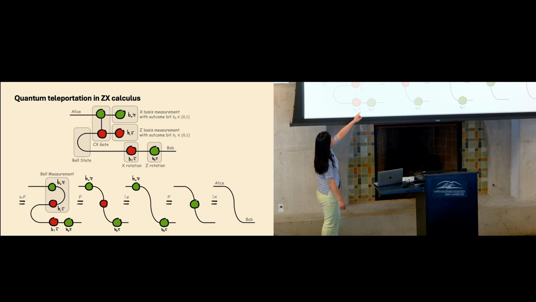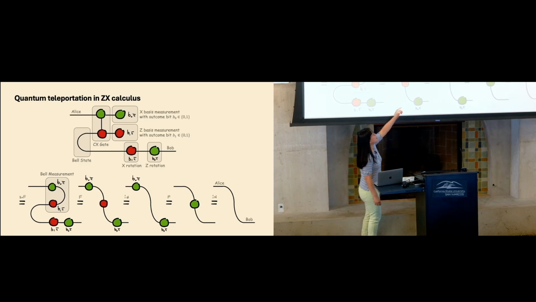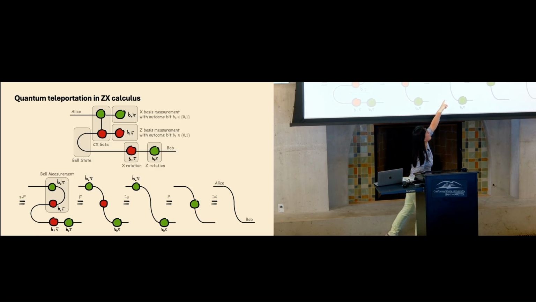And if you do a fusion on this red B1 pi with this red B1 pi, you get red 2 B1 pi, which is a rotation about angle 0 or 2 pi, specifically if B1 is 0 or 1, about the x-axis. Because these phases are mod 2 pi, this is always identity, and that's why you can remove it. You can do the same with the green, so that a phase of rotation of angle 2 B0 pi, regardless of if B0 is 0 or 1, also gets removed. And finally, you get just a line from Alice to Bob.